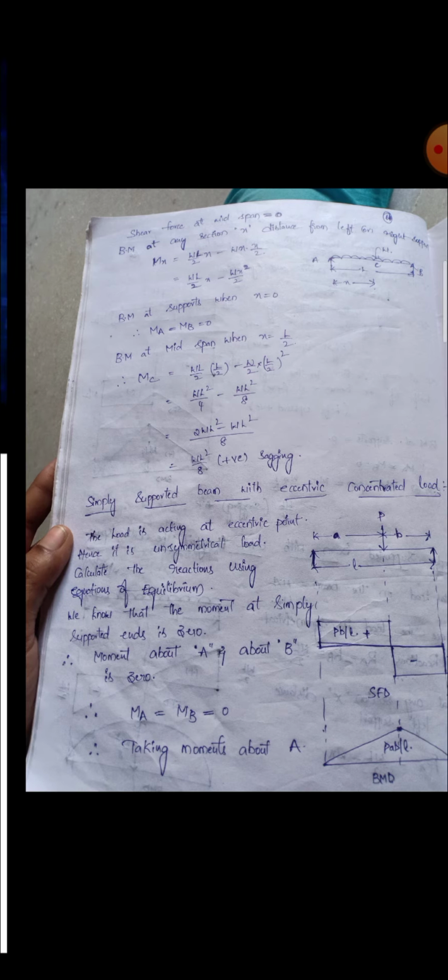So next, simply supported beam with eccentric concentrated load. So here the load is an eccentric load, nothing but the load is not acting at the center, so it is acting at a distance A from the left support and B from the right support. So for that, the load is acting at an eccentric point, so hence it is an unsymmetrical load.